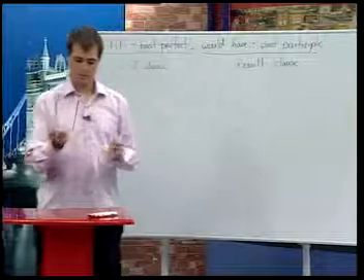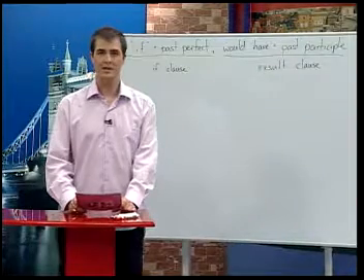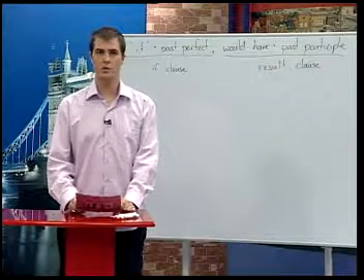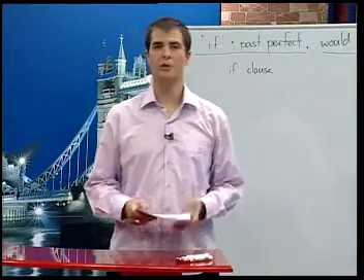Let's have a look at these examples. Okay. If the prisoner had told me about the problem, I would have helped him. So in truth, the prisoner did not tell me in the past. It's an untrue past situation, so the third conditional is used. Another example. If the burglar had studied the house plan better, he wouldn't have been arrested. So what actually happened? The burglar didn't study the house plan, so he was arrested. It's an untrue past action, so we use the third conditional.